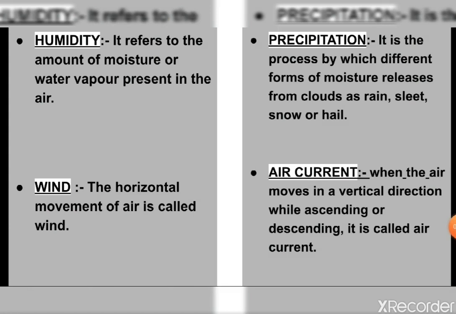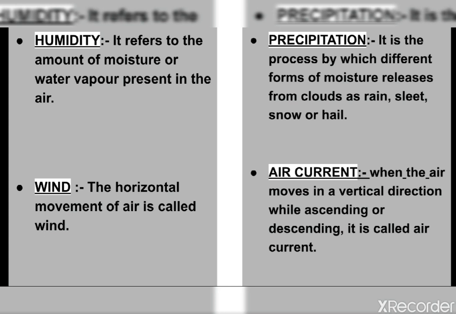Next one is humidity and precipitation. So in the humidity you will write it refers to the amount of moisture or water vapor present in the air, and in the precipitation you will write it is the process by which different forms of moisture releases from clouds as rain, sleet, snow or hail.